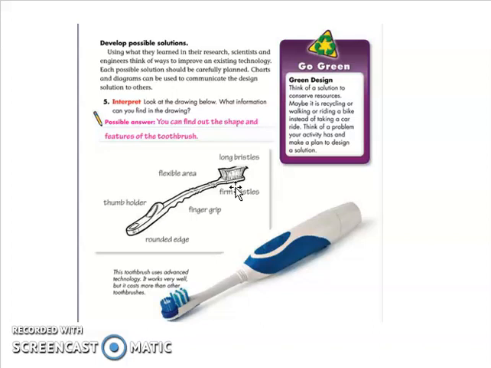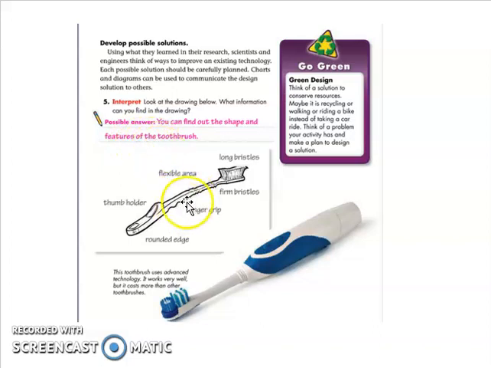So let's answer number 5. Look at the drawing below. What information can you find in the drawing? So this is the drawing, right? You have here the long bristles, the firm bristles, the finger grip, the rounded edge of the brush, and then the thumb holder. The possible answer here is, you can find out the shape and the features.